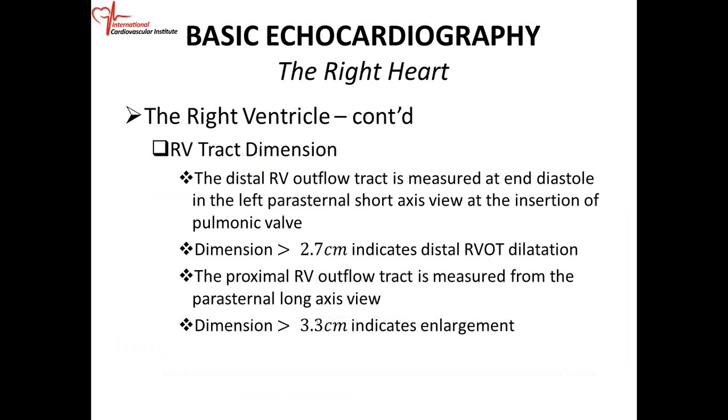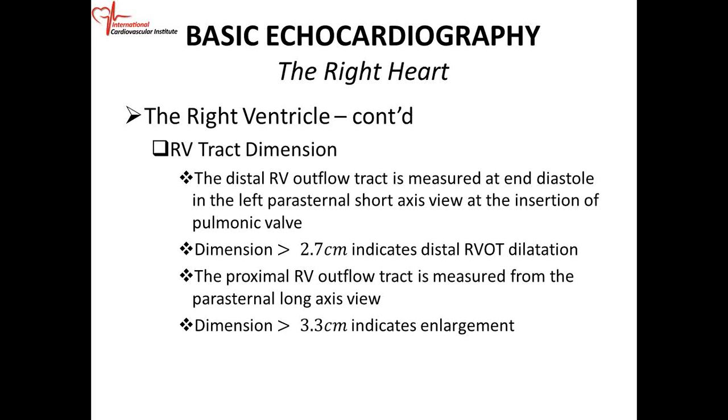So that's the distal right ventricular flow tract dimension. All right, so in some important numbers, the distal right ventricular flow tract is measured at end diastole. You're going to do your measurements in end diastole, just like we do the left side. And as mentioned, we'll do it in the parasternal short at the insertion of the pulmonic valve. So that's the distal. If the distal dimension is more than 2.7 centimeters, then it suggests right ventricular flow tract or RV dilatation. So the distal measurement is done right at the pulmonic valve, and if it's more than 2.7, it suggests right ventricular dilatation. And if the proximal measurement is more than 3.3, then it suggests right ventricular dilatation.